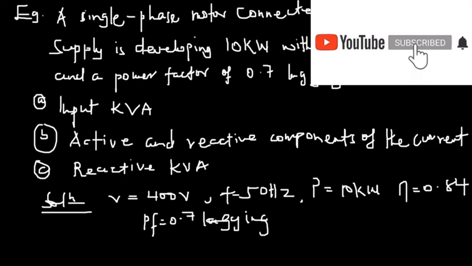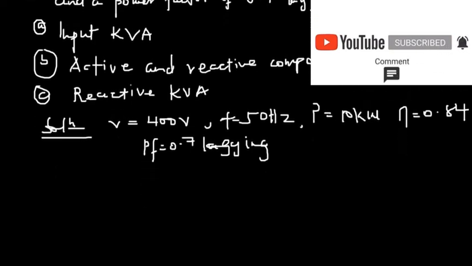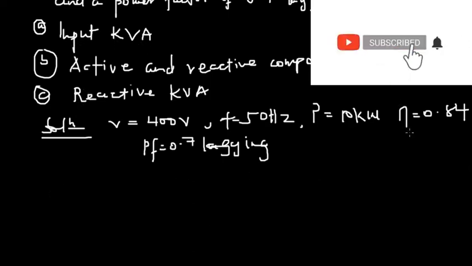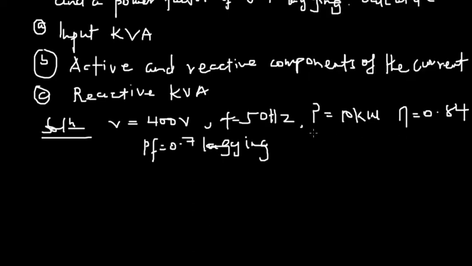Let's see how we go about solving this. First we need to find the input kVA. kVA is our apparent power, that's our S value. We've been given the efficiency, and we know that our apparent power is equal to the actual power divided by our PF.